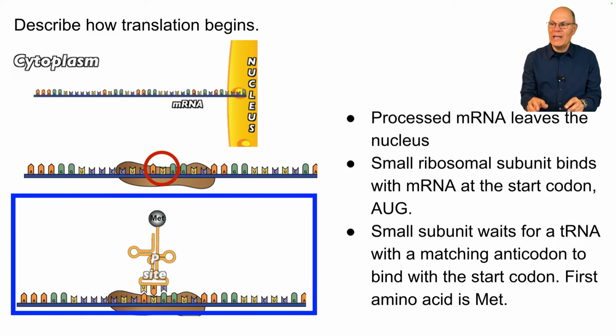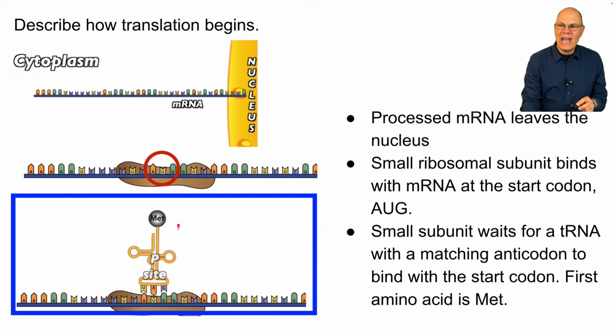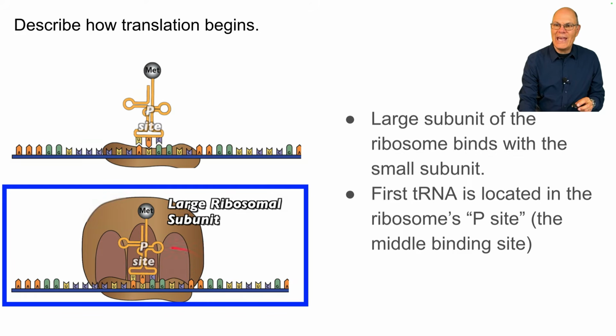That small subunit then waits, quote unquote, for a tRNA with a matching anticodon to bind with the start codon. So this tRNA has the anticodon UAC, which complements AUG. This first tRNA is carrying the first amino acid, methionine. Then the large subunit binds with the small subunit. The ribosome is now complete, and that first tRNA with methionine is located in the ribosome's P site. That's the middle binding site.